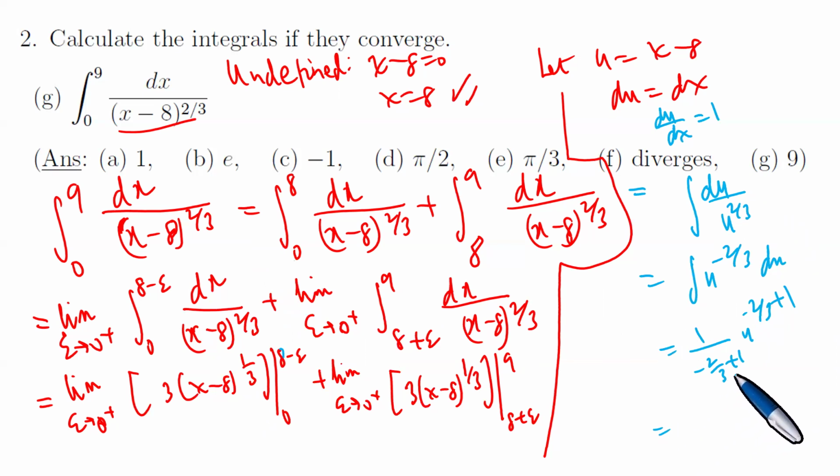So if you add 1, the 1 is like 3 over 3. 3 over 3 minus 2 is 1 over 3. So it's 1 over 1 over 3, which is 3. Okay, so it's just going to become 3 and then 1 over 3. But also, this one is just going to have the same integral. But obviously, the u is x minus 8.